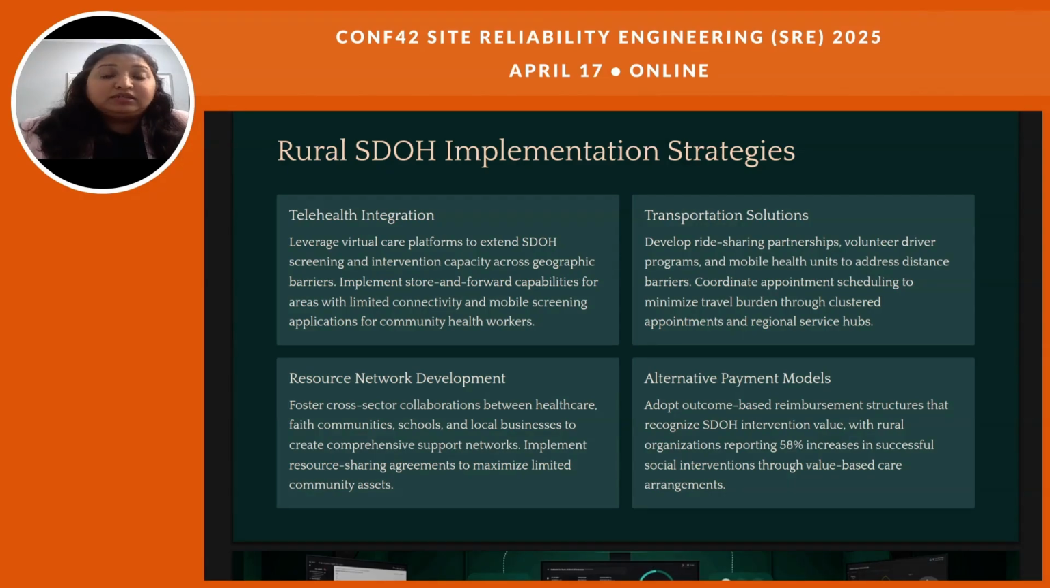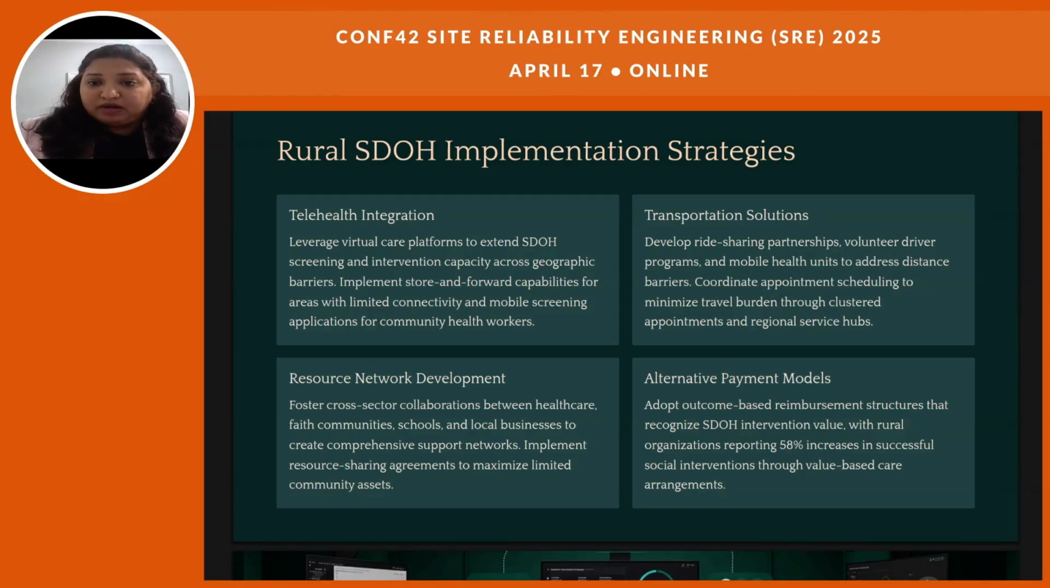Let's look into what kind of implementation strategies are beneficial in a rural setup. Number one being telehealth integration. Leveraging virtual care platforms to extend SDOH screening and intervention capacity across geographic barriers. That improves significant store and forward capabilities for the nurses and healthcare workers. The transportation issues that are currently there, SDOH implementation brings solutions to that.